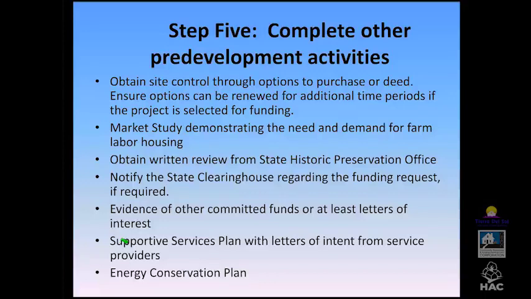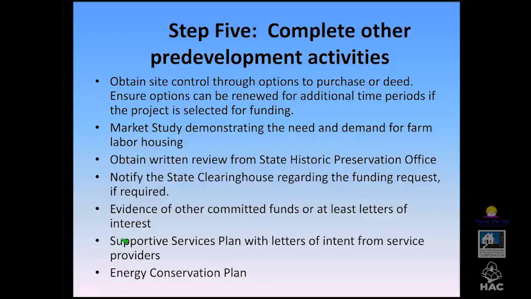Okay. Your market study demonstrating the need and demand for farm labor housing, what Jeannie had gone over, and we want to make sure that that corresponds with your rents, that corresponds with your vacancy rate you're using, that corresponds with the site you're using, so everything is correct information in the application.